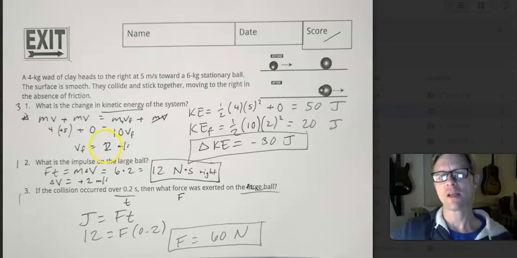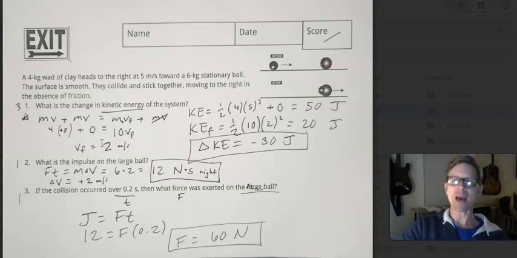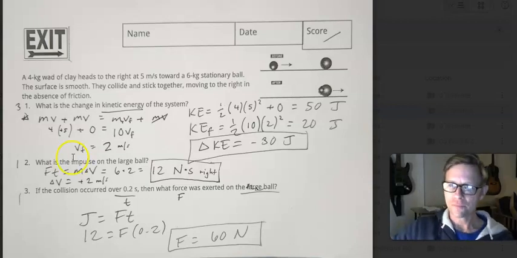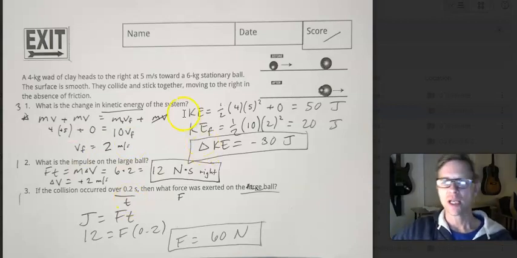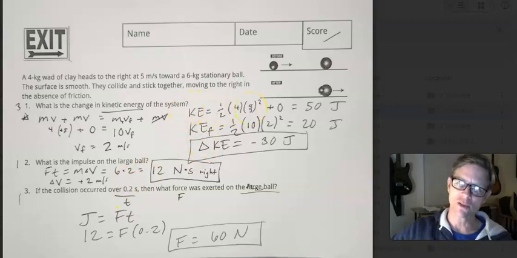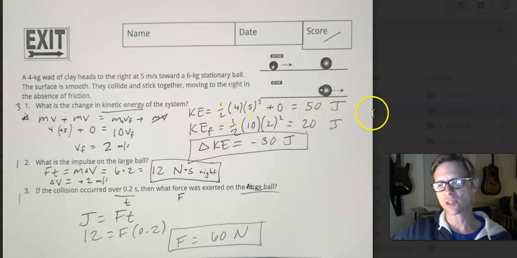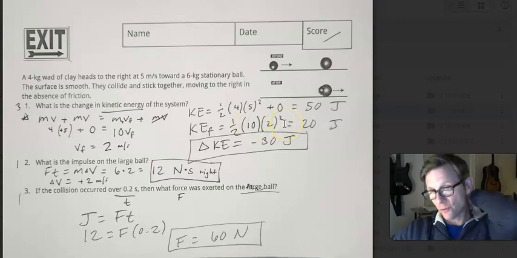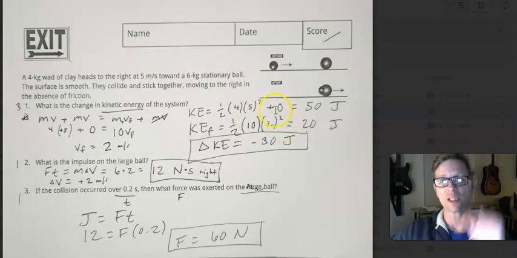So that's the final velocity of the center of mass of that system, which, by the way, means that before this collision even happened, even though there were two separate objects, that was the velocity of the center of mass of those two separate objects. Now, I can find my kinetic energies. Kinetic energy in the beginning was just the kinetic energy from the clay, 1/2 mv squared, that's 50 joules. Kinetic energy at the end was the kinetic energy of this dual object, so 1/2 times 10 times 2 squared.